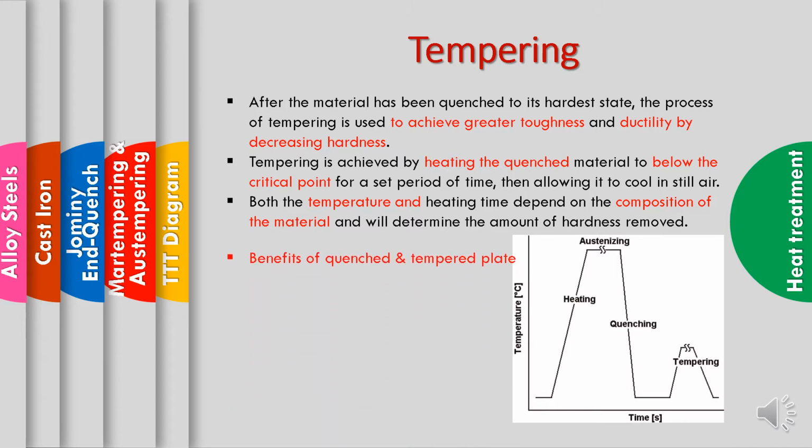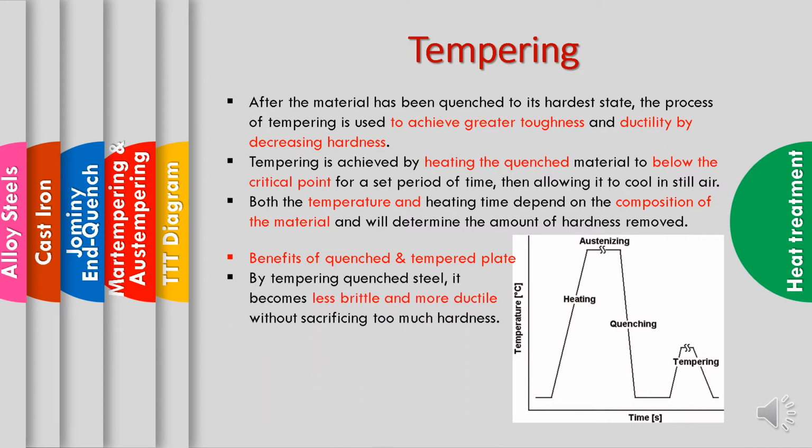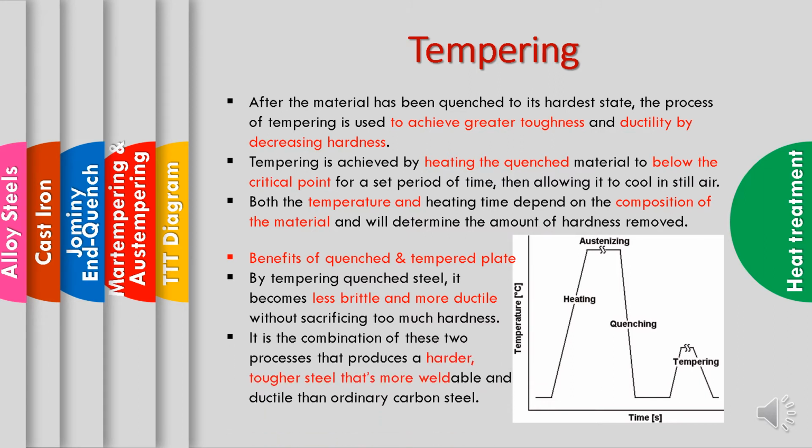The benefit of quenched and tempered plates is that we get a less brittle and more ductile material without sacrificing too much hardness. It is the combination of these two processes that produces a harder, tougher steel that is more weldable and ductile than ordinary carbon steel.